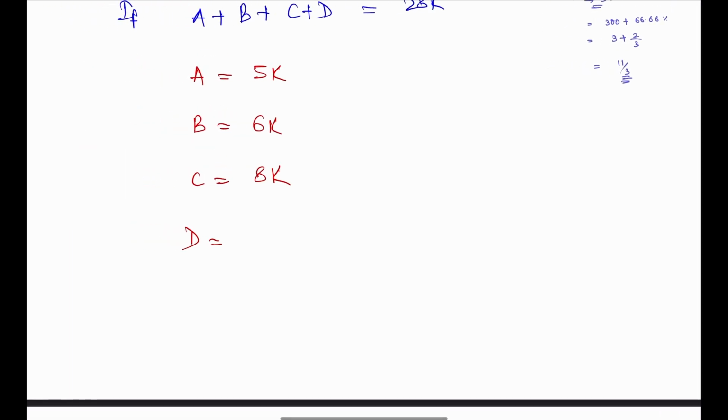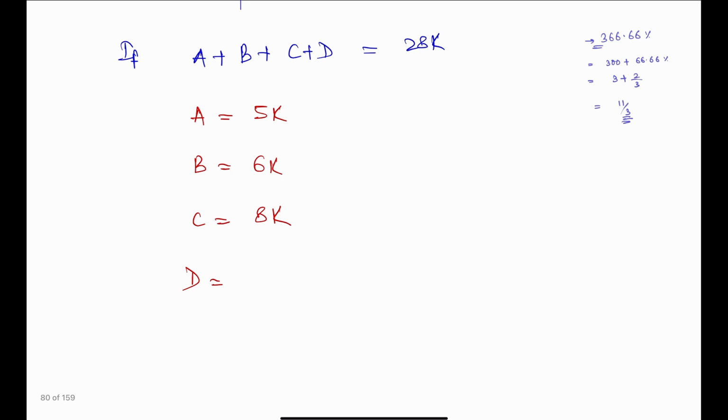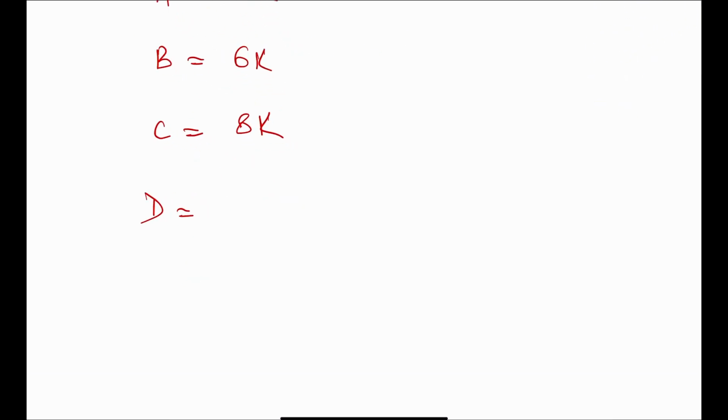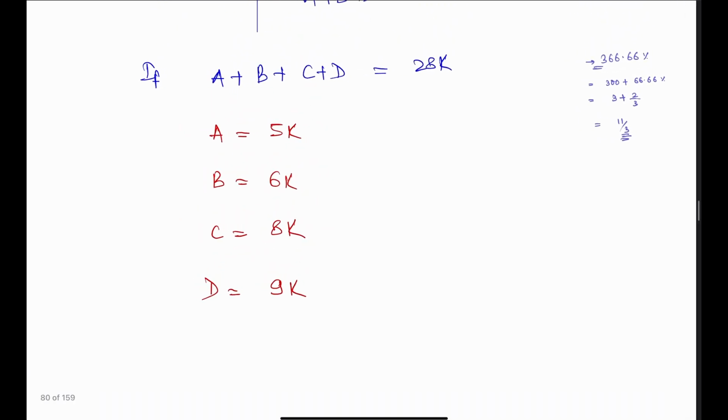And what is left with us? Then it will be what is remaining from 28. That will be our D, which is 8 plus 6 is 14. Yeah, 14 plus 5 is 19, and what is left is 9K. So it's done.